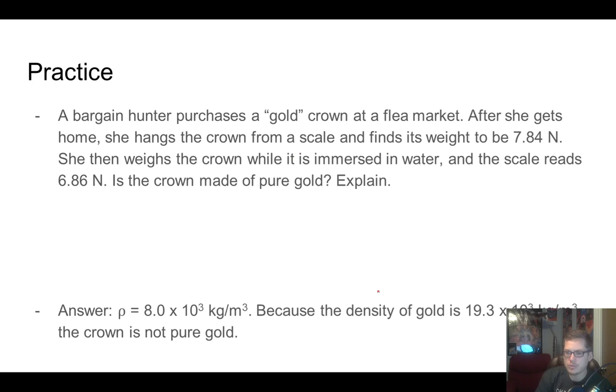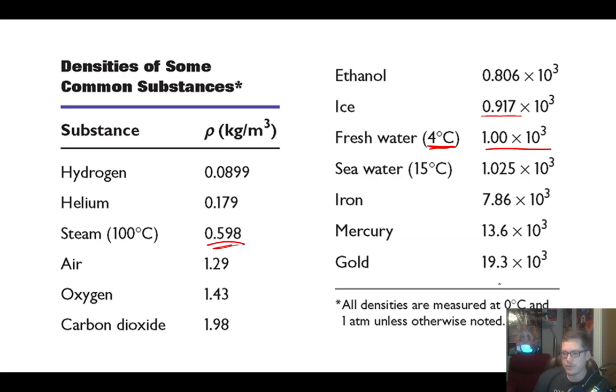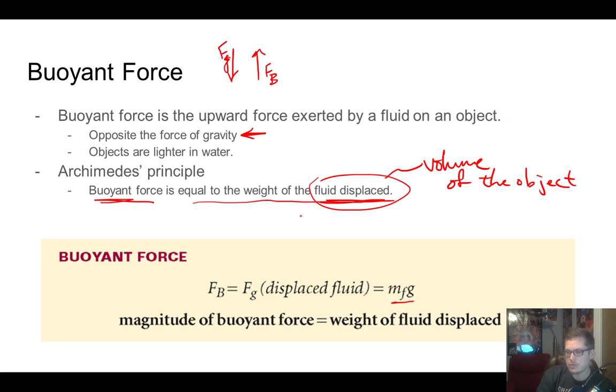Okay, so a bargain hunter purchases a gold crown at a flea market. After she gets home, she hangs the crown from a scale and finds its weight to be 7.84 newtons. She then weighs the crown while it is immersed in water and the scale reads 6.86 newtons. Is the crown made of pure gold? So essentially we can use density. Remember, density is an intensive property, and so that means we can use it to identify. Based on our table, if we find that the density of the gold is equal to 19.3 times 10 to the third kilograms per meter cubed, then we know that the crown is gold. If it's not equal to that, we know it's not gold.